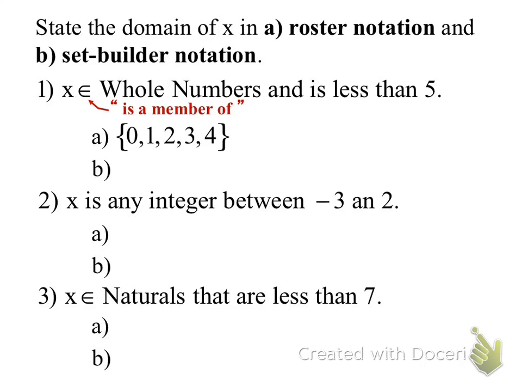Okay? The symbol is an element, also means member. What are the elements? What are the members? Now, how would I write that in set builder notation? Grant? x is such that x is a whole number and less than 5. You were right, you just didn't put the word and in there. One more time: x is such that x is a whole number and less than 5.